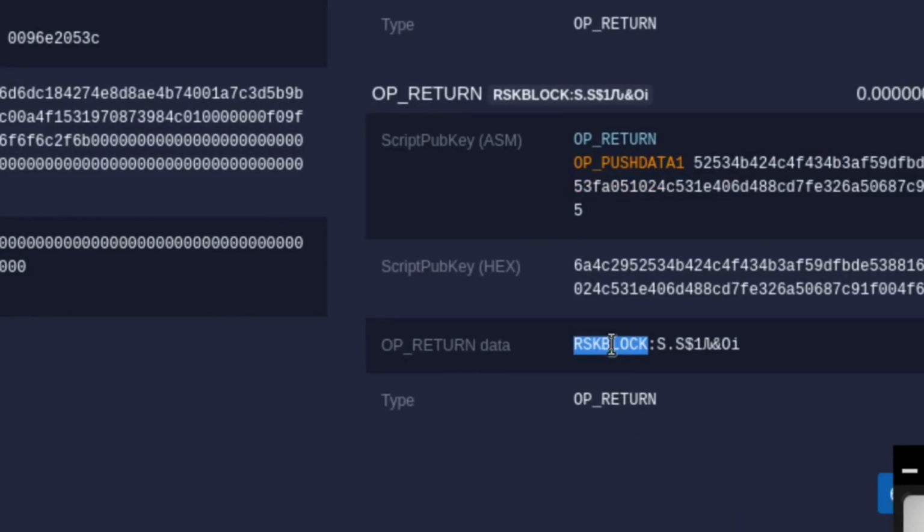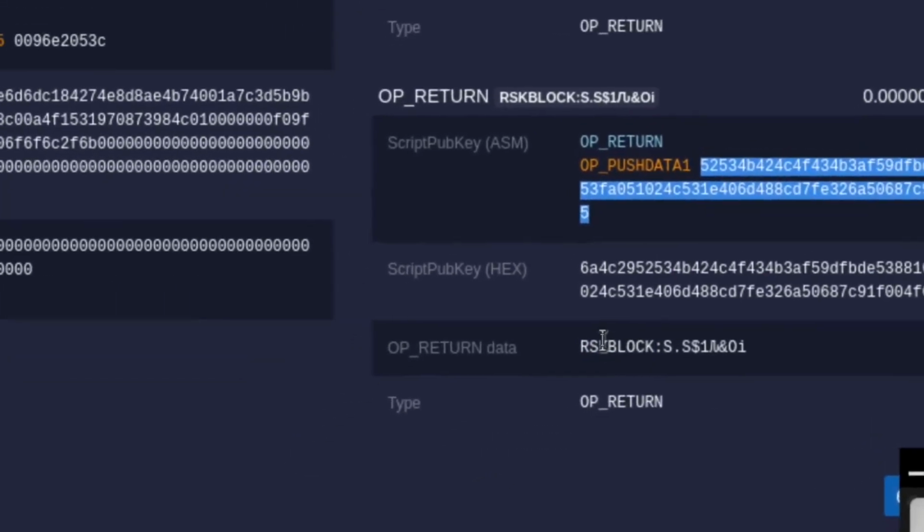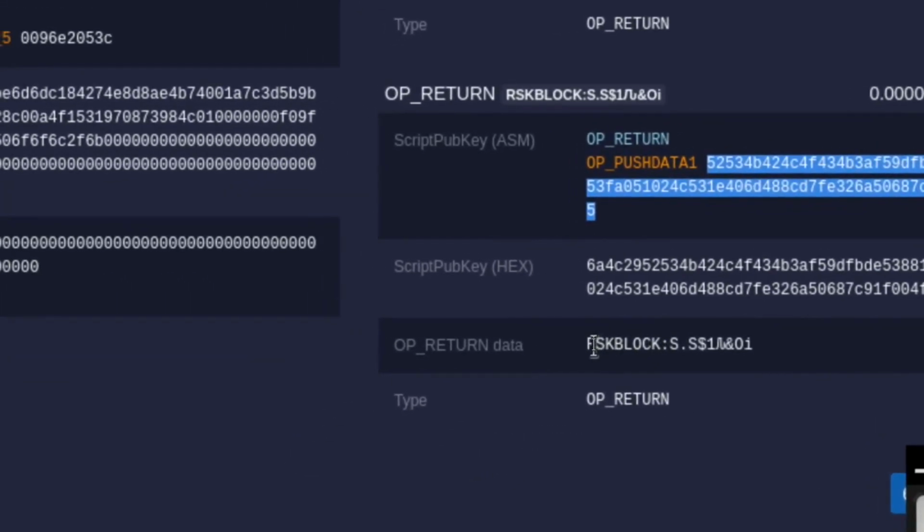Well, RSK is another blockchain that is merge mined with Bitcoin. And they do this every time there's a block on this sidechain. Well, not every time, but every certain number of blocks on this sidechain, they take a hash of all the transactions in that block, and here's that hash, and they put it in Bitcoin with a little header that says this block came from RSK.